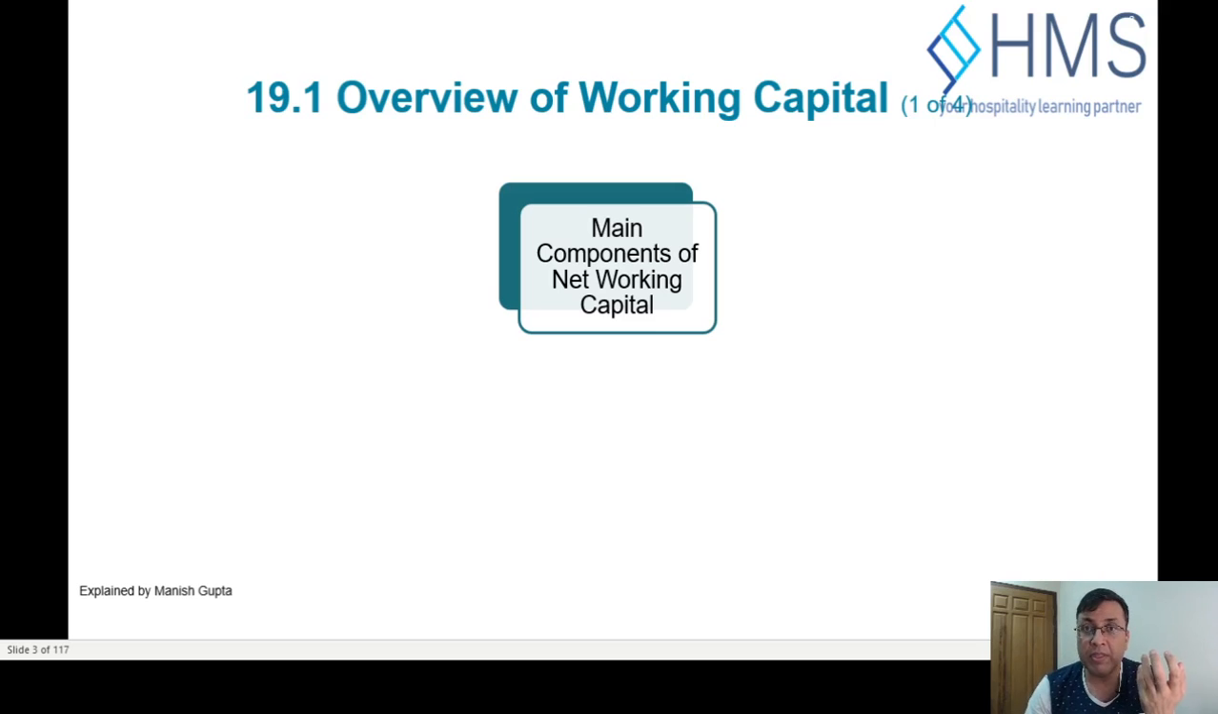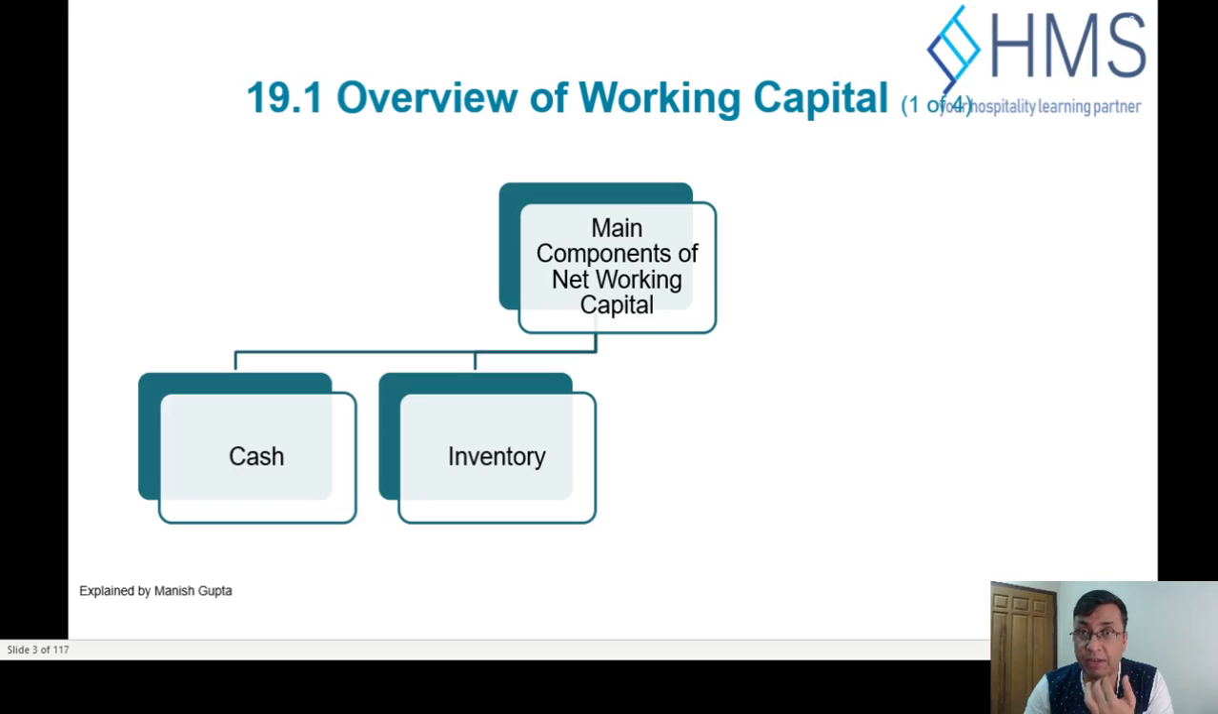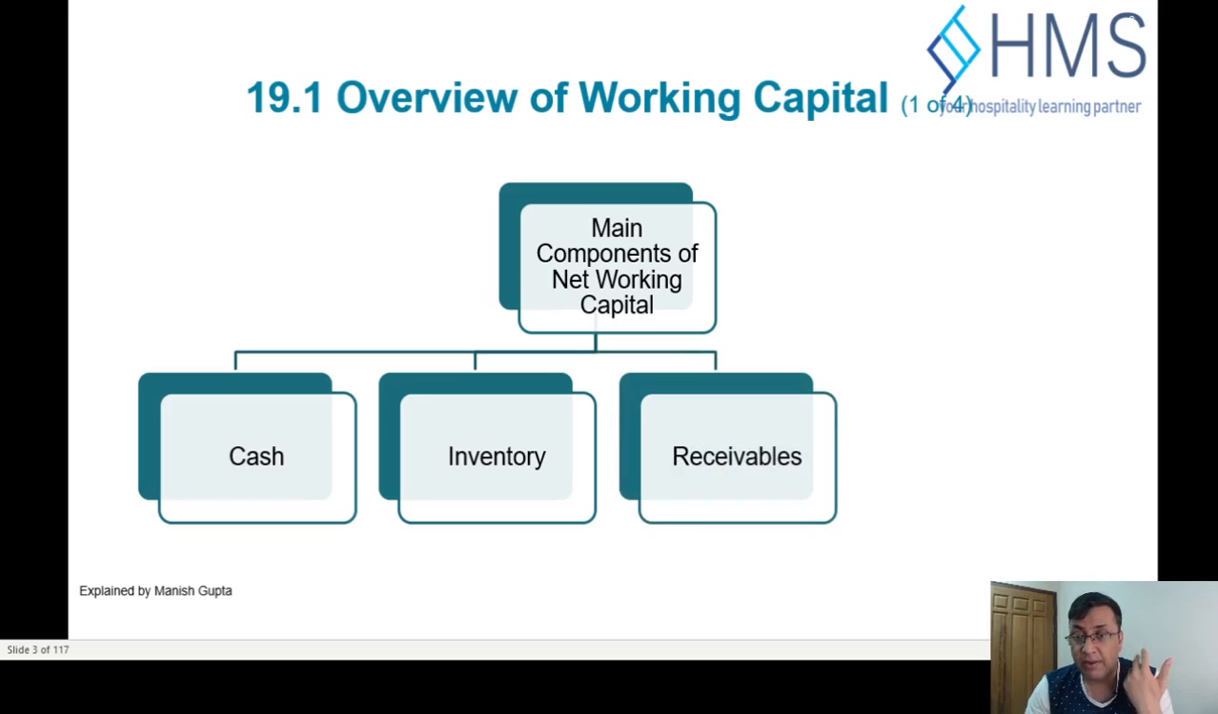Once you start off the business, you sell things to your customers. In that case also, sometimes you collect cash and sometimes you sell on credit. For what you sell on credit, you still need to pay for the material, the salary, and the cost of making it. So some more money is invested. The main working capital components are cash, which is required for day-to-day operations, and then you need inventory, and then you need receivables.